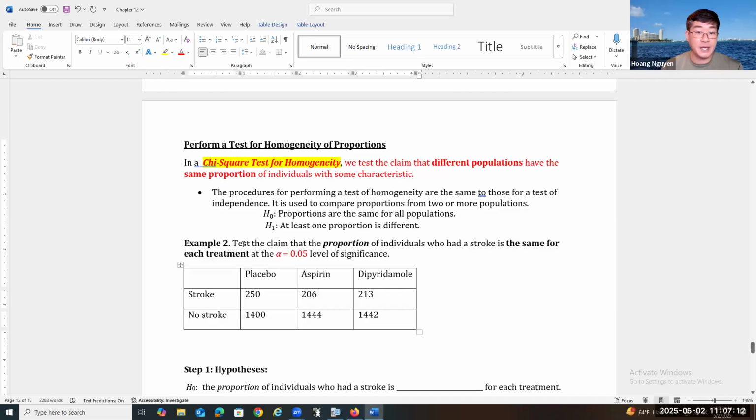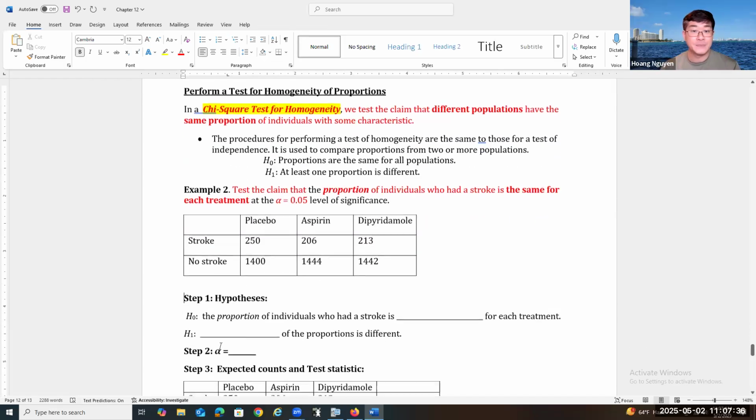Okay, so test for the tester's claim. So this is going to be the hypothesis, right? Hypothesis of what? That the proportion of individuals who have stroke is the same for each treatment. So that's going to be the hypothesis test. So this is going to be the observed value right here, everyone.